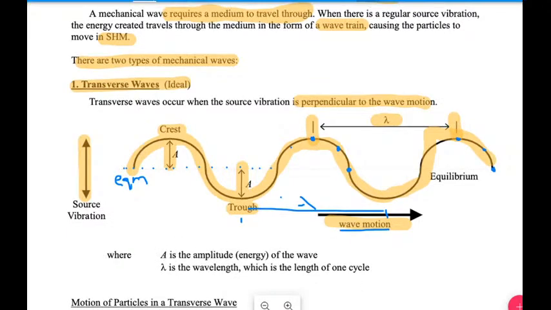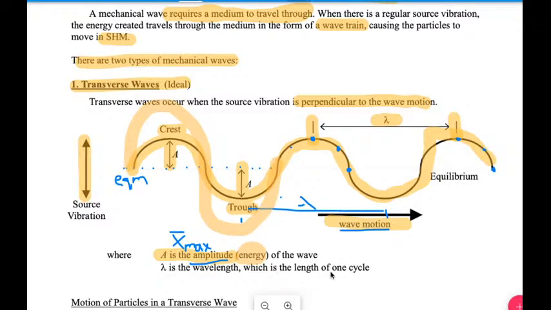So A, again, review, is amplitude, which is also essentially our distance from equilibrium at the maximum point. Similar to simple harmonic motion, except when we're talking about waves, we'll usually refer to it as amplitude rather than distance or displacement from equilibrium. And that will always indicate the total energy of the wave. So more energy would mean a bigger amplitude.